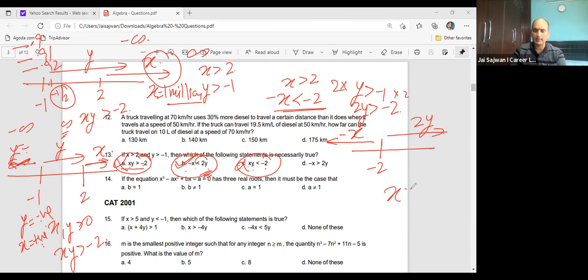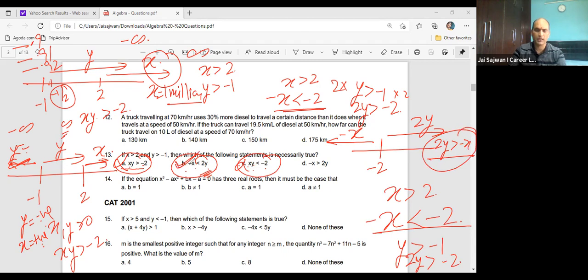Now look at this. X is greater than 2. So minus X is given; whenever you are multiplying by a negative, the inequality will change. If Y is greater than -1, I'll say 2Y is greater than -2. So one is less than -2, second is greater than -2. I'll say 2Y is greater than -X. That is second, B is the correct option, that is satisfied.